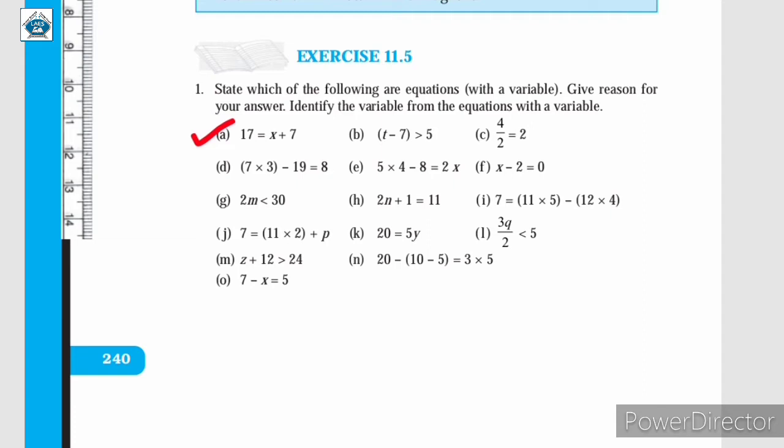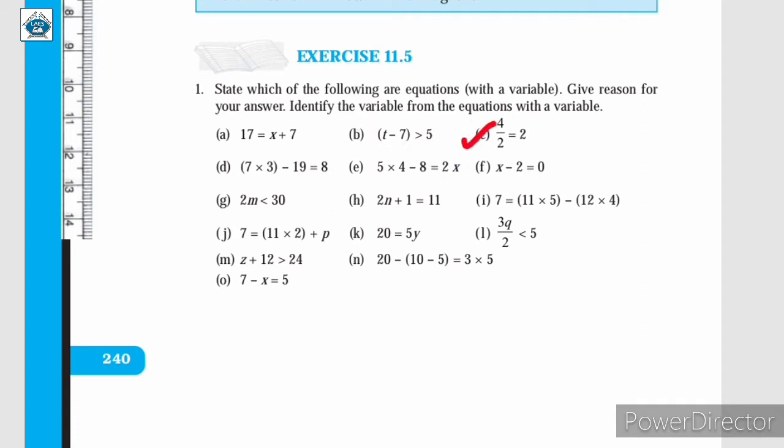First and foremost, we have the equal to sign in this question, so that makes this an equation, and here we can see x, which is a variable. So we can say that 17 is equal to x plus 7 is an equation because it has variable x and it has the equality sign. In the next part, we are given t minus 7 is greater than 5. So this is not an equation because it does not have the equality sign. It has the greater than sign. So this is not an equation.